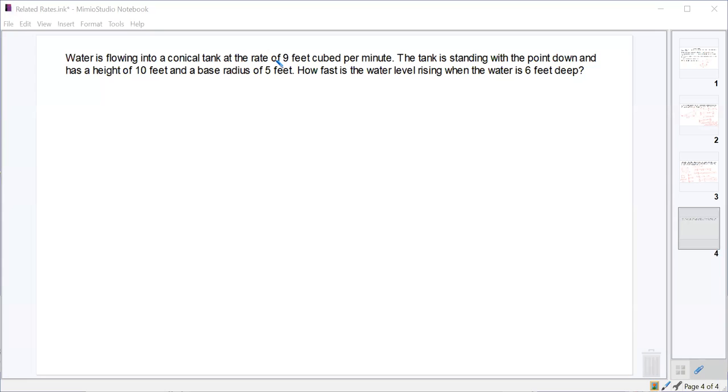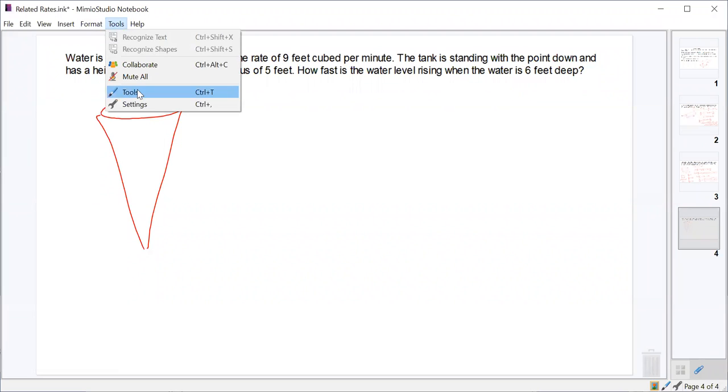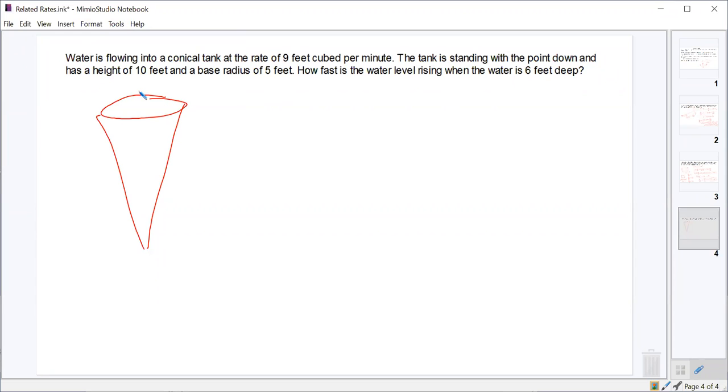So we've got a cone that's getting filled up with water, standing with the point down. Now this cone has a height of 10 feet. Is the height of the actual cone itself changing or no? No. So from here to here, that's 10 feet, and that's not changing.